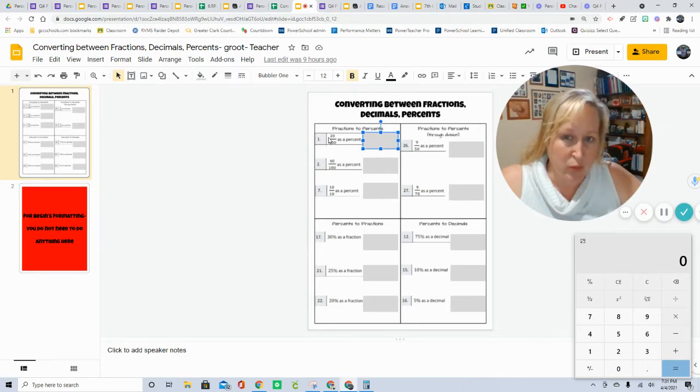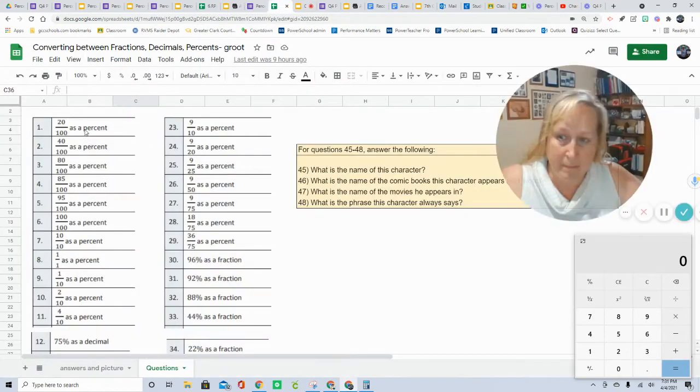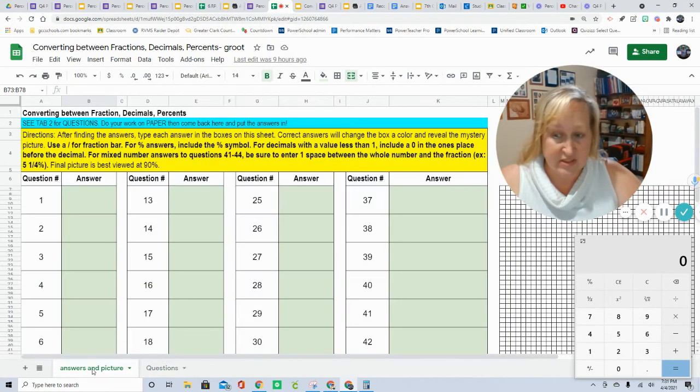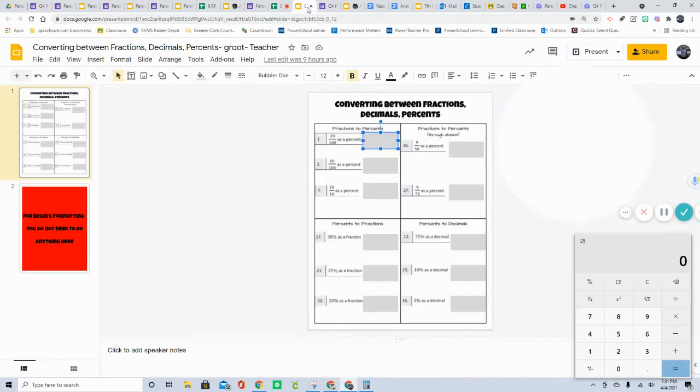So you'll notice that number 1 matches number 1 over here. So you'll want to do these on a piece of paper or on your desk or whatever you're using in order to solve the problems. And then you will type your answers into here to make sure that you are correct. So I'll show you with a few examples.